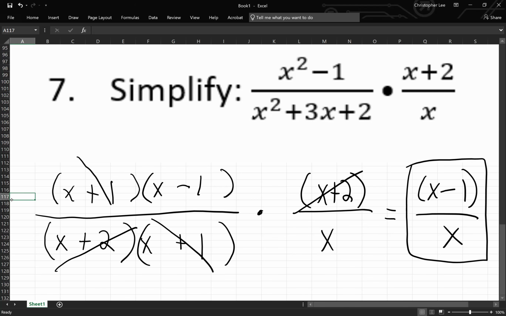So this is question 7. You just factor it, right? Factor top, factor bottom, and then cross out the like terms. That's it. You can cross out top and bottom or diagonal, right? And then whatever's left over, that's your final answer.